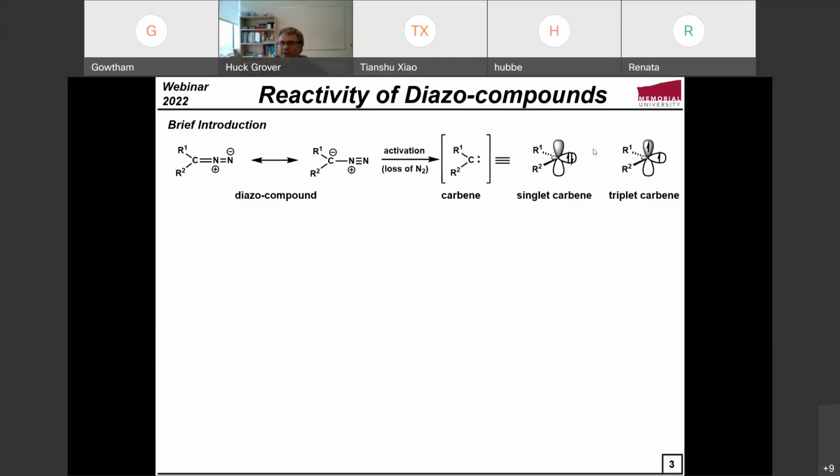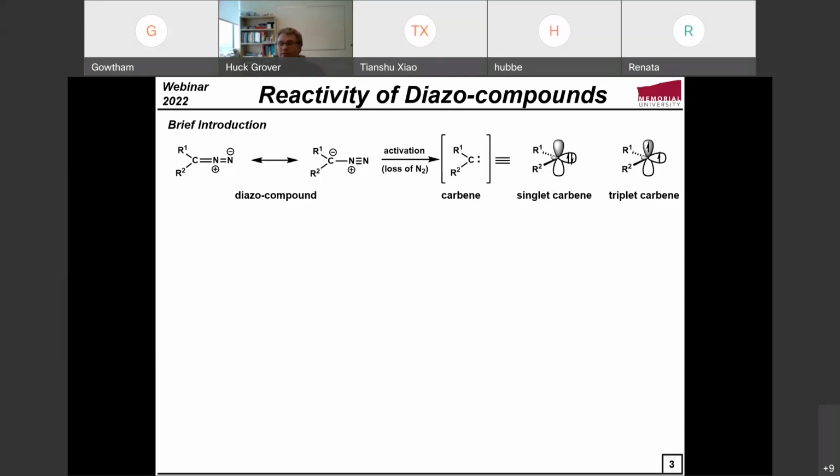For the purpose of this talk, we'll think of the carbene as a singlet carbene, where we have a lone pair of electrons perpendicular to an empty p orbital, and therefore we can envision the carbene as having an amphiphilic type characteristic in reactivity. It can both donate electrons and accept electrons to form multiple bonds.